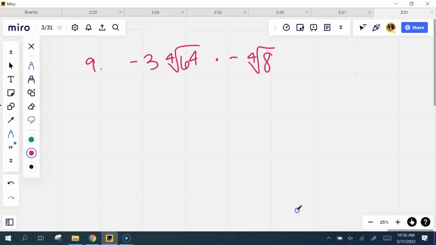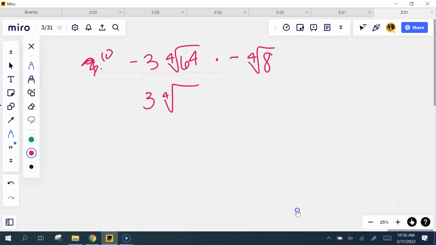There are a couple different ways you can go about these when they look like this. I can combine them to start with, and say 64 times 8 under the same radical, or I can split them up and then combine them. It doesn't matter which one you do, because it's just whatever makes it easier for you. So I'll do it both ways and show you, and you pick the way that you like the best, okay? So way one is I would do negative 3 times the fourth root. Actually, a negative times a negative is a positive, right?